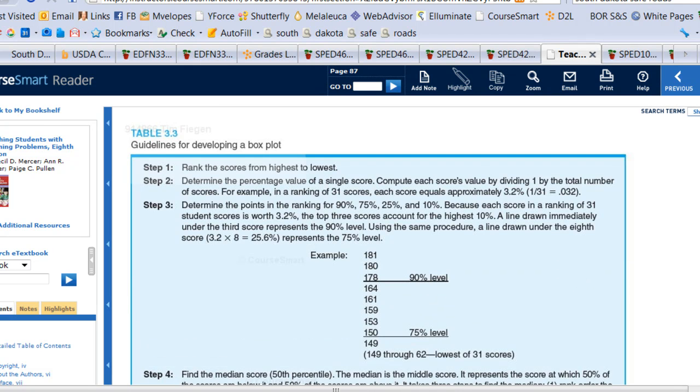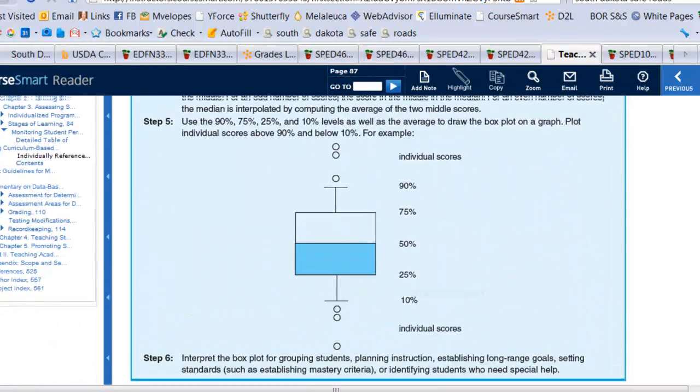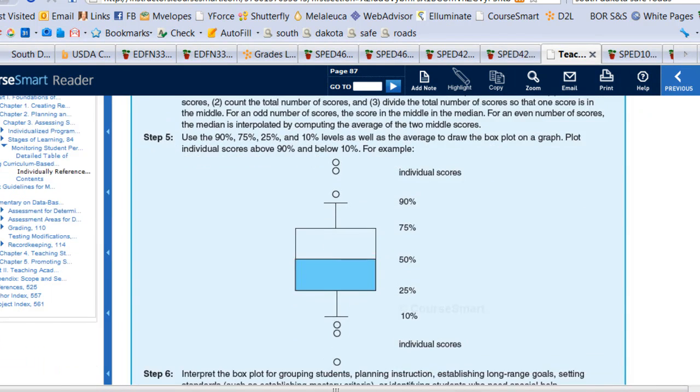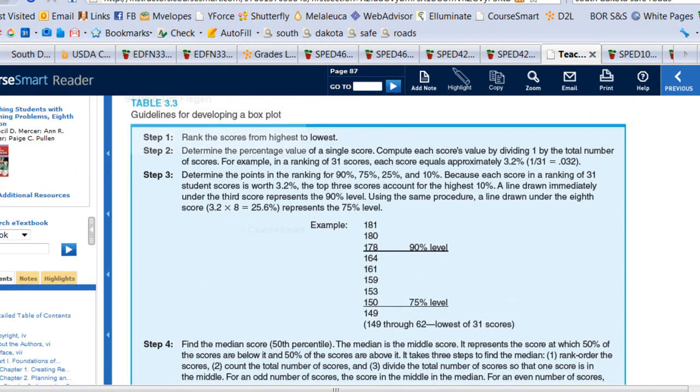This is the box plot. Are you familiar with that? A box plot is where you plot the scores to see where they fall. Rank the scores from highest to lowest first. In terms of percentage value of a single score, compute each score's value by dividing 1 by the total number of scores. For example, in a ranking of 31 scores, each score equals approximately 3.2%. 1 divided by 31 is 0.032. Then determine the points in the ranking that are the 90th percentile, 75th, 25th, and 10th.